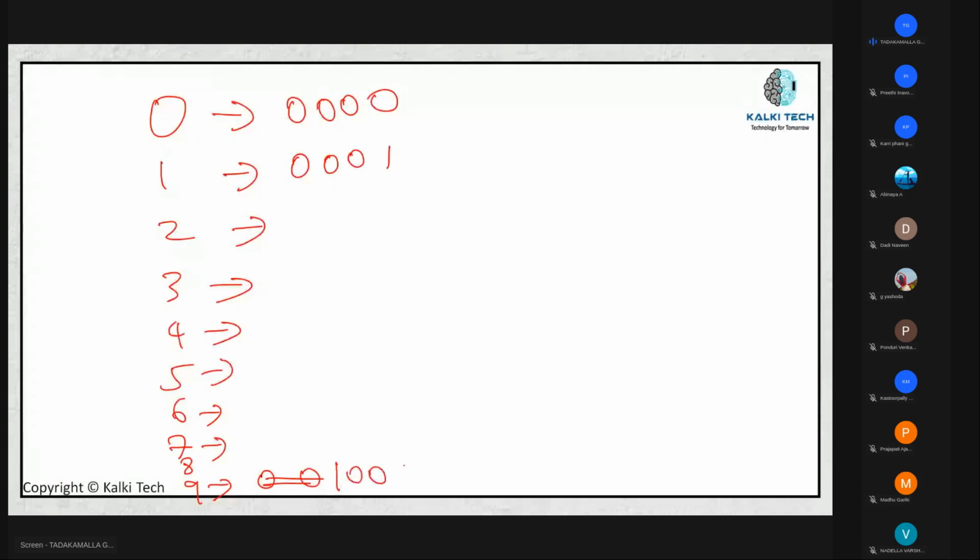1001. So if you write the XS3 code for this particular four zeros, what is the XS3 code? It is nothing but 0011. Am I right? Now, if you take the ones complement of this number, what is the answer we are getting? 1100, that is nothing but 8 plus 4, 12.